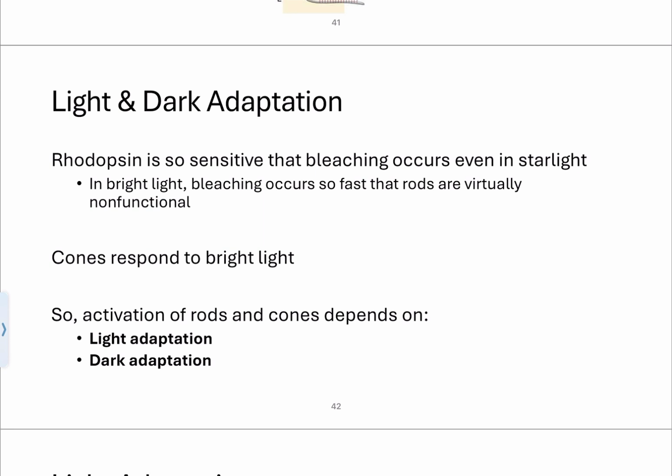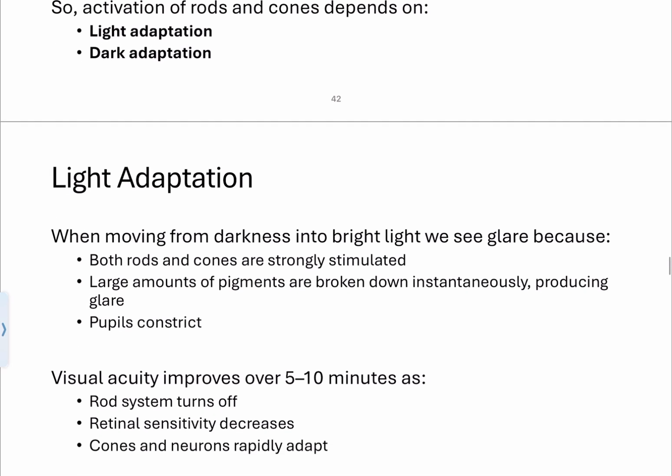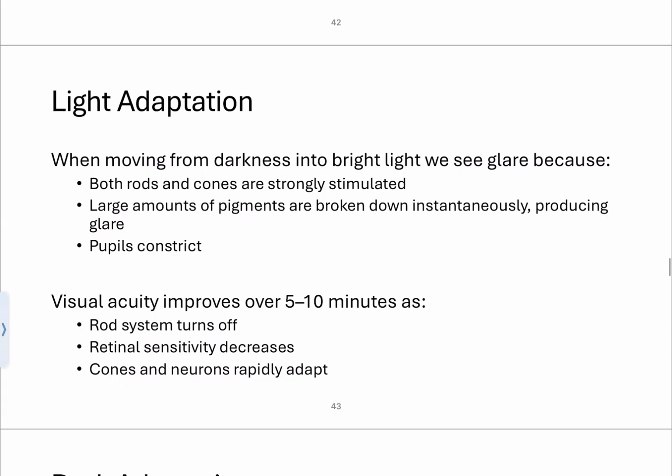So rhodopsin is very, very sensitive. In bright light, we typically have bleaching occur so fast that the rods are virtually non-functional, but the cones can still respond. So activation of the rods and cones is going to depend on both light adaptation and dark adaptation.